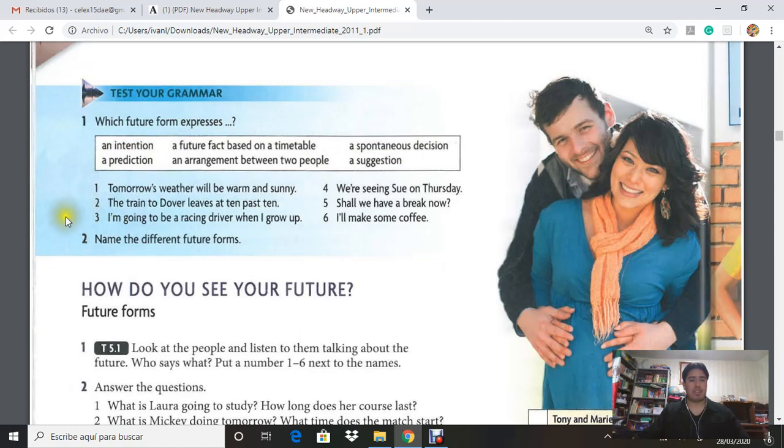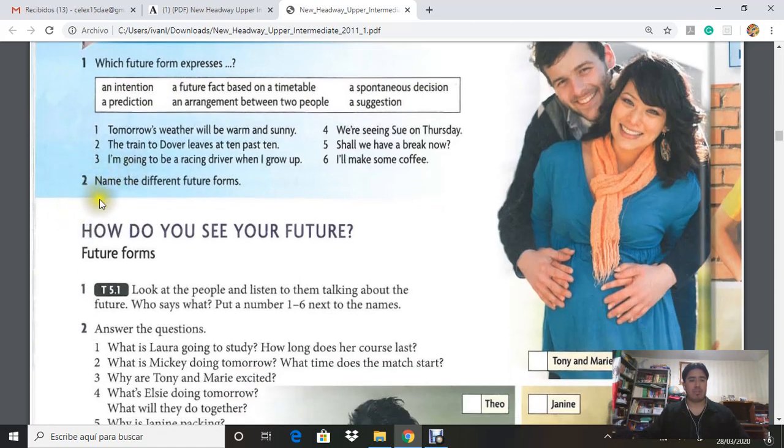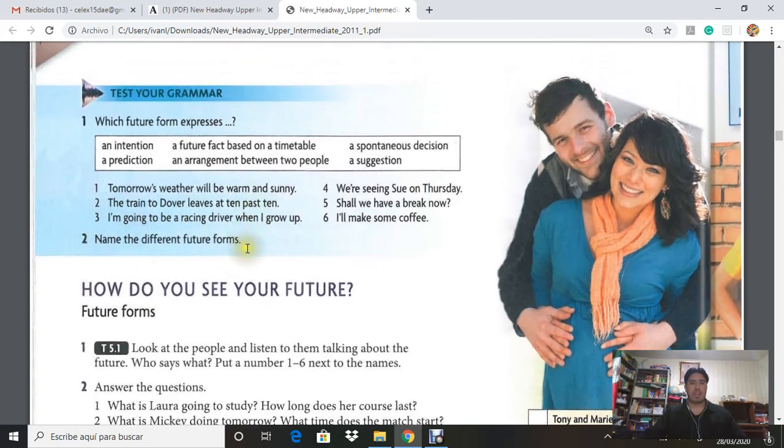Okay, when you have finished this, you can now go to point number 2 and you need to name the different future forms. It means that you need to identify which grammatical tense corresponds to each of these 6 sentences. Once again, we can do number 1 as an example. The first sentence is future simple because it is a combination of will, that we have here, plus an infinitive, in this case, the verb to be.